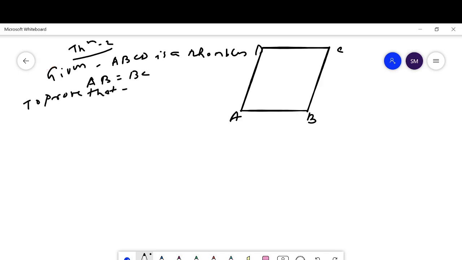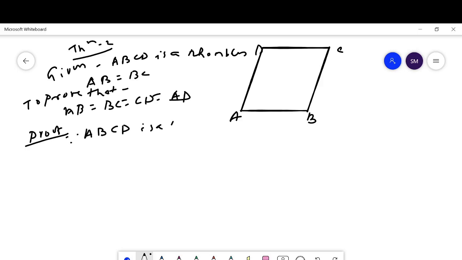AB is equal to BC is equal to CD is equal to AD. Okay, then the proof. Since ABCD is a rhombus, then ABCD is also a parallelogram, as we know that all rhombuses are parallelograms.